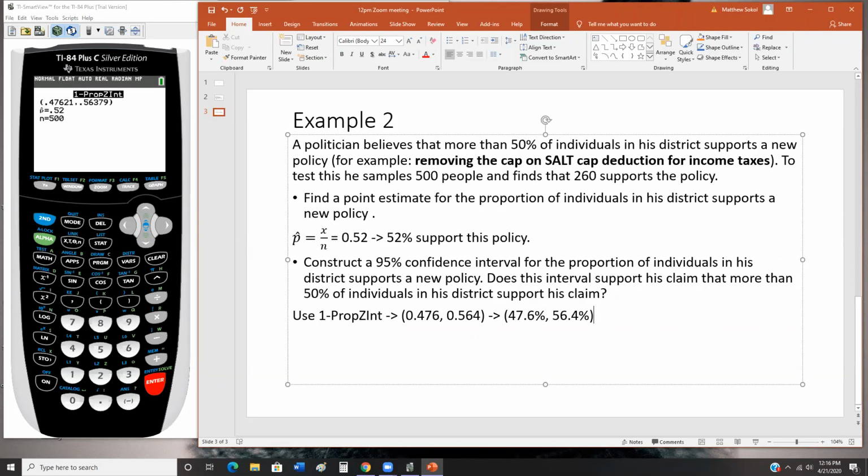So what do you guys think? Does this interval support his claim that more than 50% of individuals in his district support this policy? What do you think? I got one yes, I got one no.